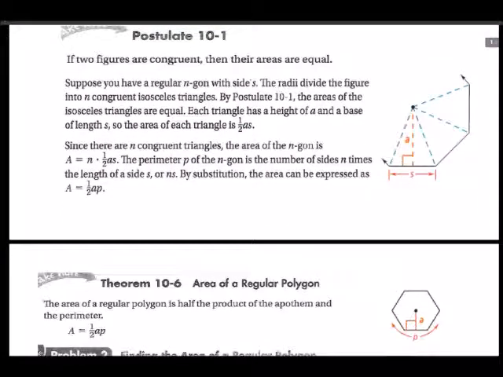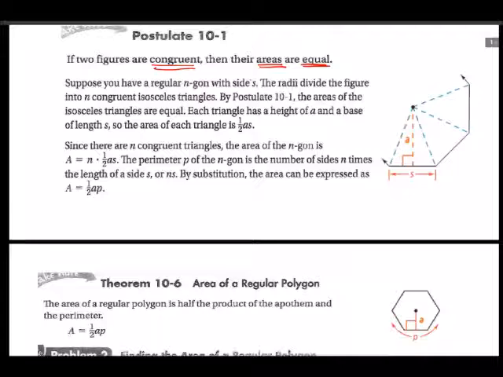Our postulate here says that if two figures are congruent, then their areas are equal. Now that's not really a big surprise. Congruent figures are exactly the same. So if your measurements are exactly the same, your areas are going to be exactly the same. But why do we care about that?